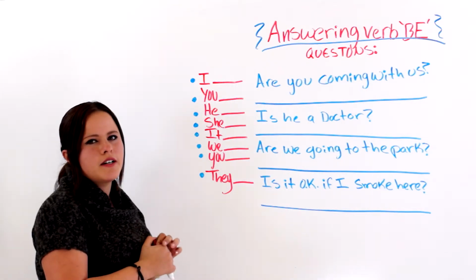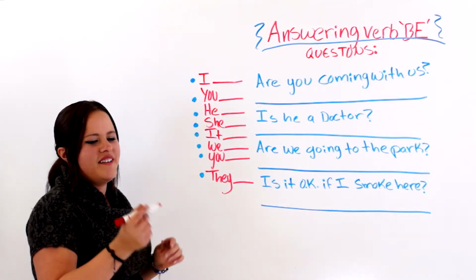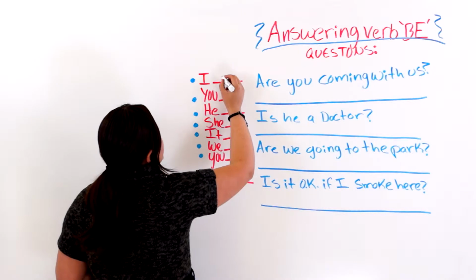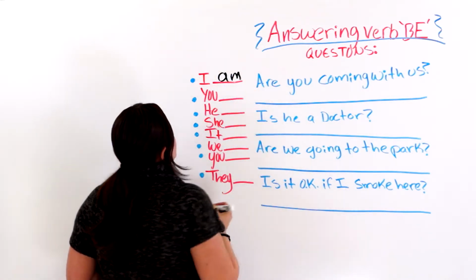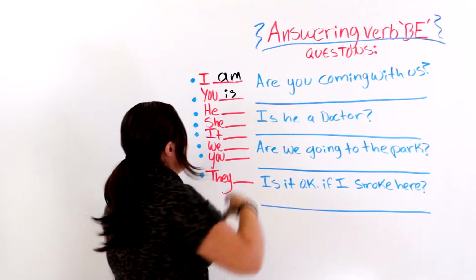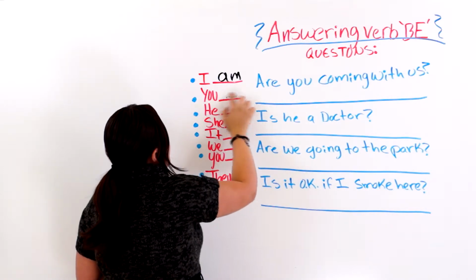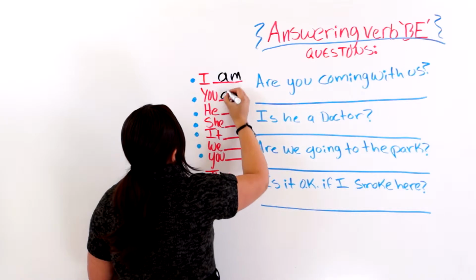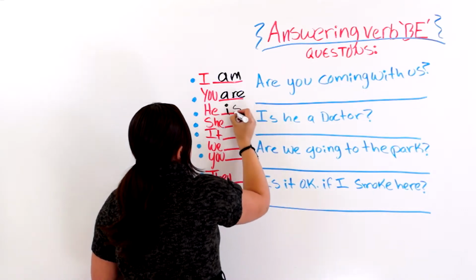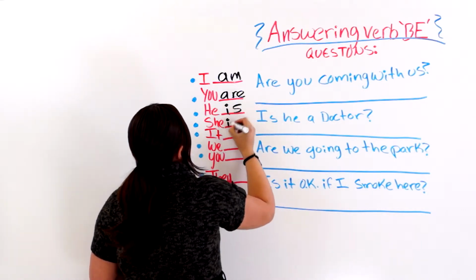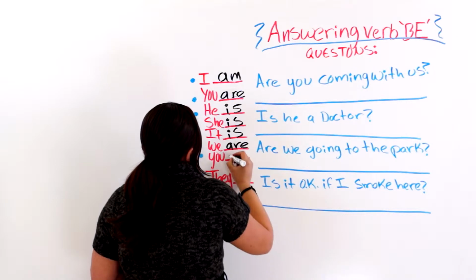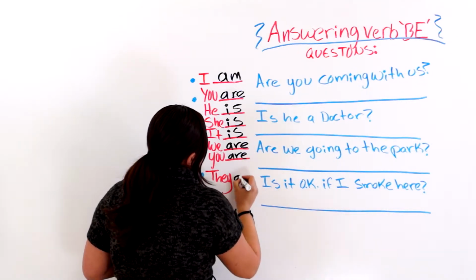I are, right? I are. I is. Not quite, right? So we're gonna use I am, right? I am. You is, right? You is. Not really, huh? You are. He is, third person. He is. She is also a third person, so we're going to use is. It is, we are, you are, and they are, okay?